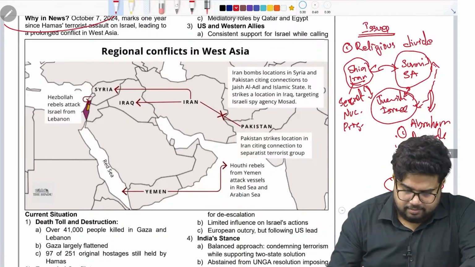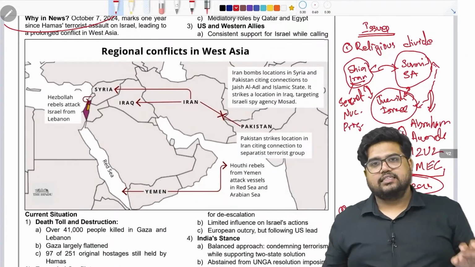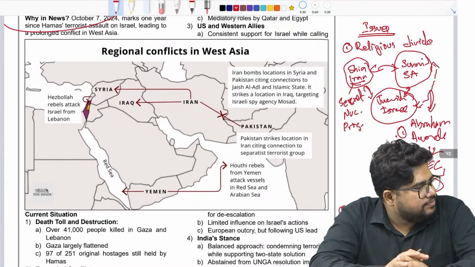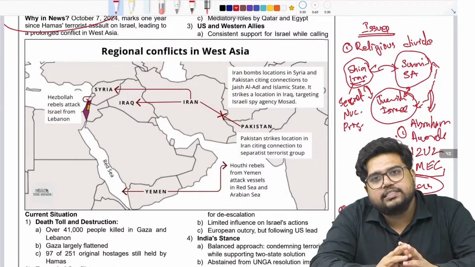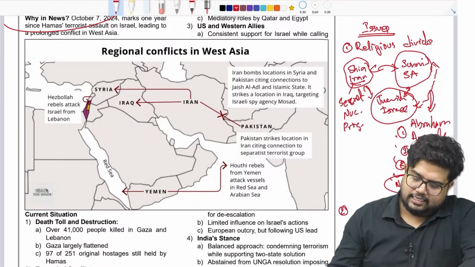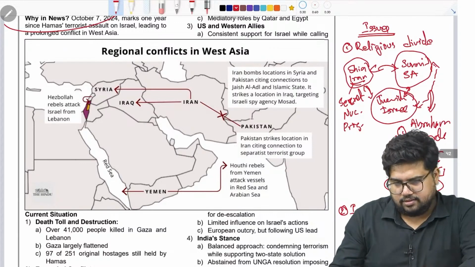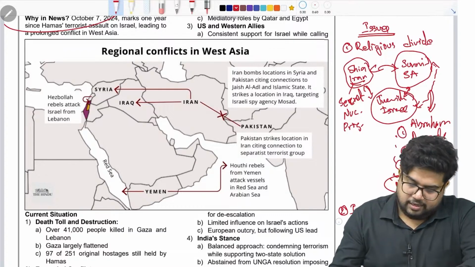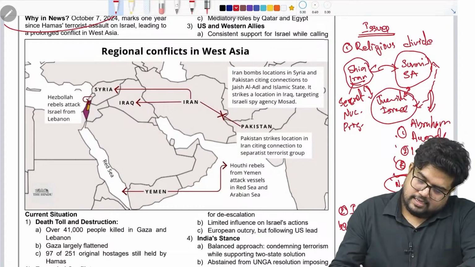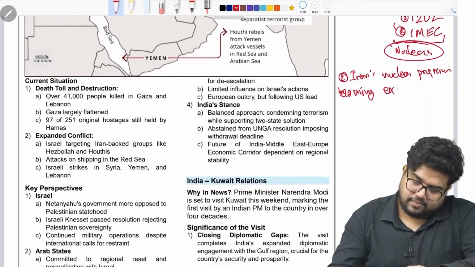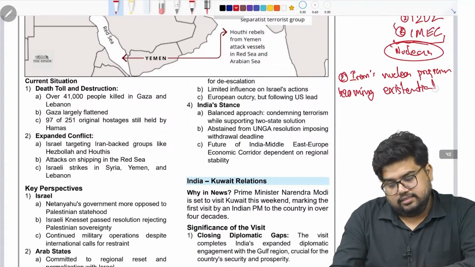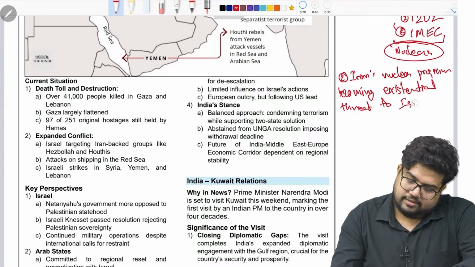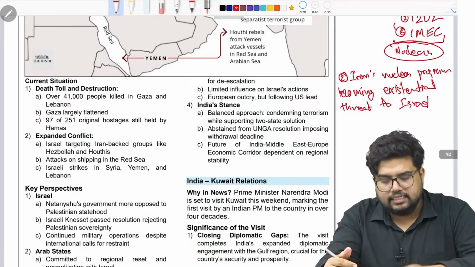Now, the spark: this is not something that happened in the last year or last couple of months. This has been the defining geopolitics of West Asia over the years. What recently happened is Iran's nuclear program becoming an existential threat to Israel. So this is what has been happening recently.